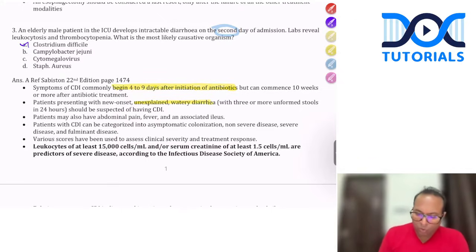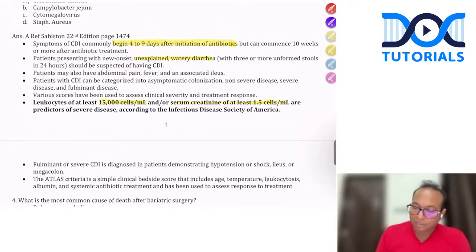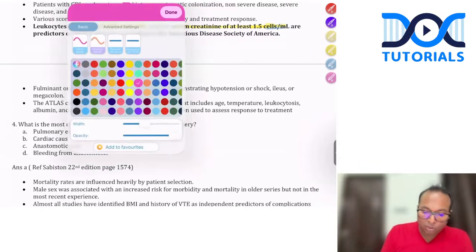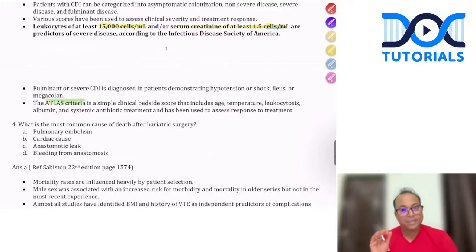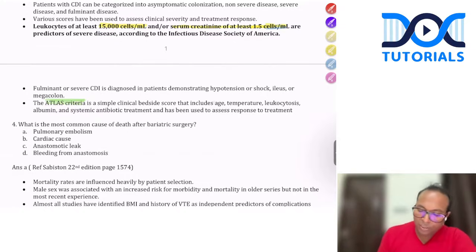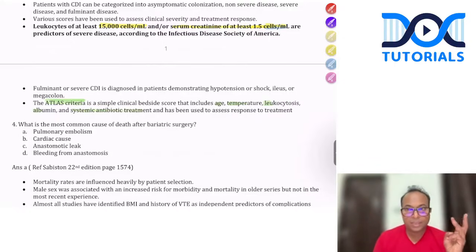Various scores have been used. Leukocytosis of 15,000 cells per ml or serum creatinine of at least 1.5. This value is typed wrongly here. And there is a criteria for this, I hope most of you know the answer, it is the ATLAS criteria. ATLAS criteria is a simple bedside score to grade Clostridium difficile enterocolitis. It is based on age, temperature, leukocytosis, albumin, and systemic antibiotic treatment.